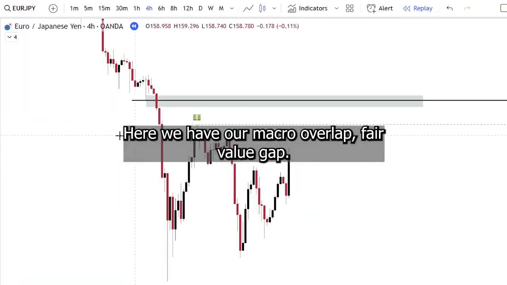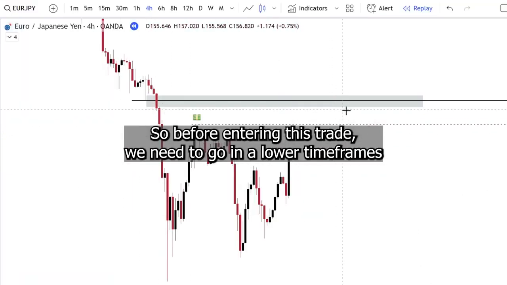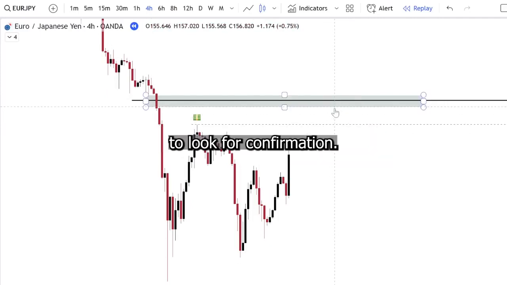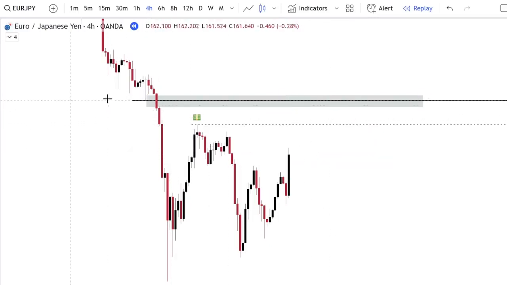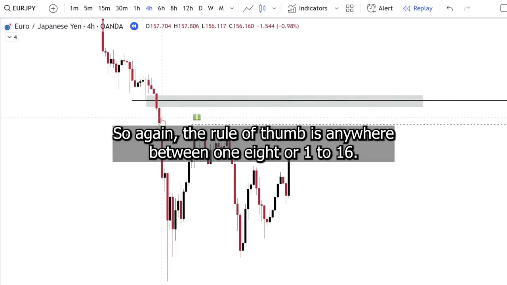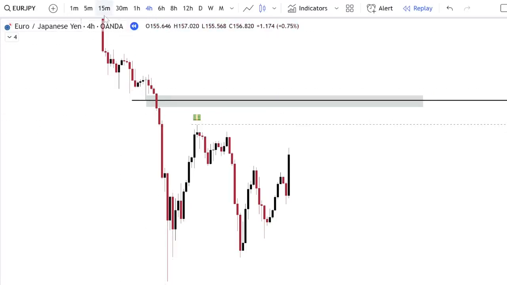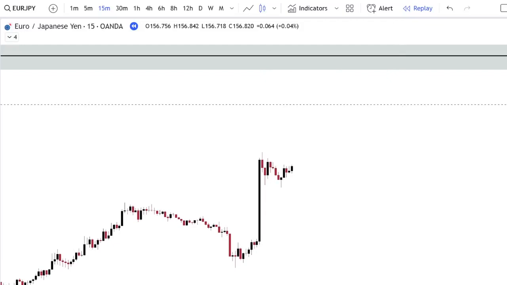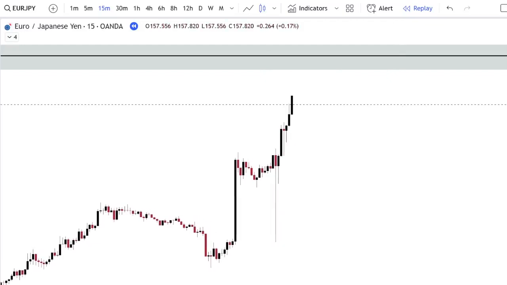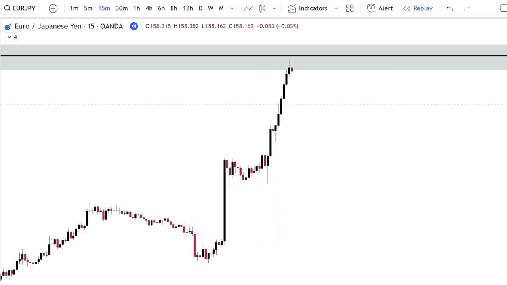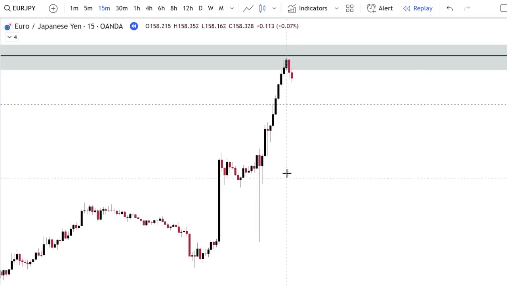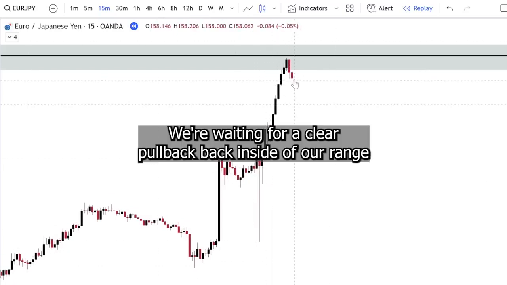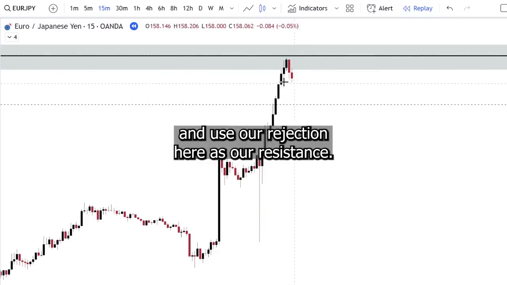Here we have our macro overlap fair value gap. Before entering this trade, we need to go into the lower time frames to look for a confirmation. For the macro, we're using the 4-hour. So again, the rule of thumb is anywhere between 1/8 or 1/16, so we're going to go to the 15-minute to look for a confirmation. Price is approaching our fair value gap and rejected. So what are we waiting for? We're waiting for a clear pullback back inside of our range, and we use our rejection here as our resistance.